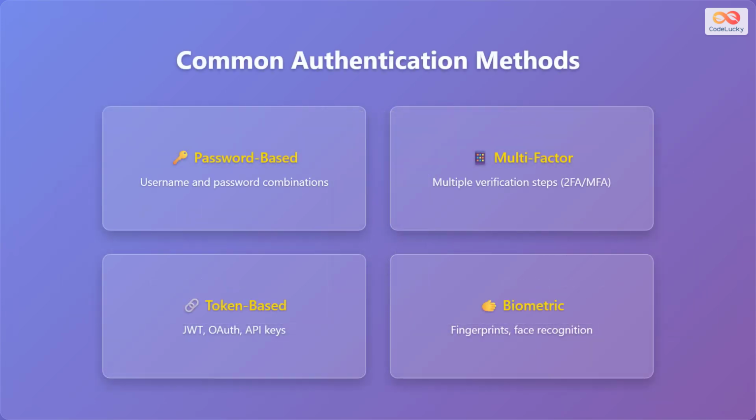There are several ways to authenticate a user. Some common methods include password-based authentication, which uses username and password combinations; multi-factor authentication, which employs multiple verification steps, often referred to as 2FA or MFA, to enhance security; token-based authentication, which utilizes technologies like JSON Web Tokens, OAuth, or API keys; and finally, biometric authentication, which relies on unique biological traits such as fingerprints or face recognition.